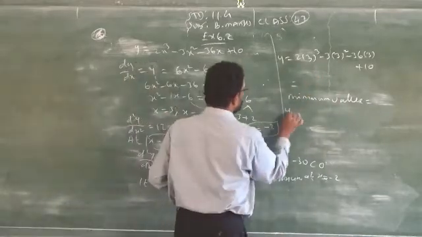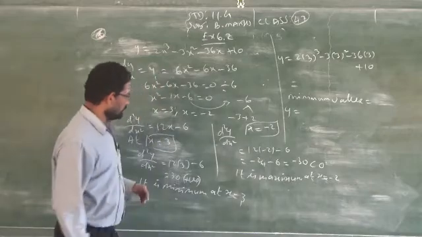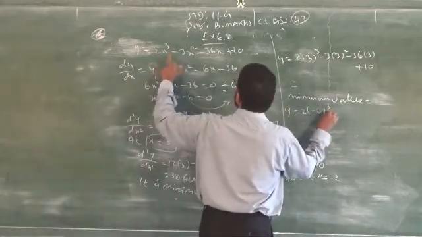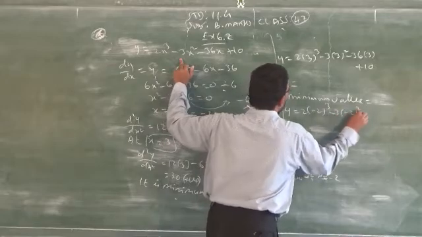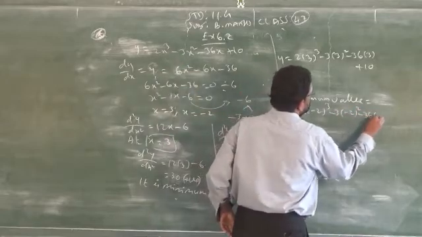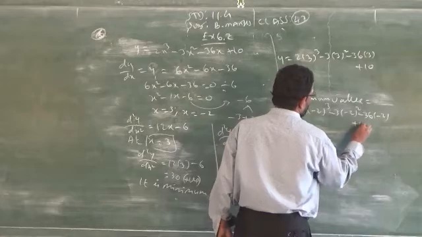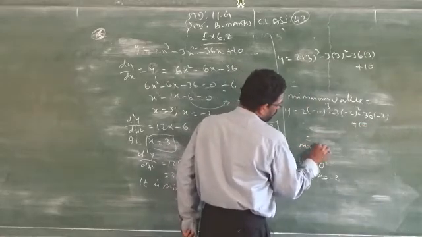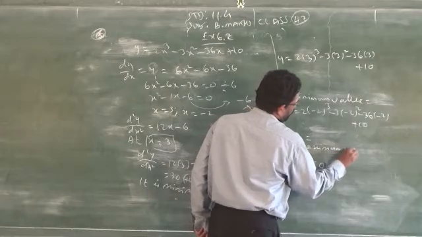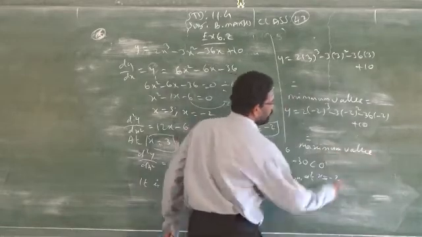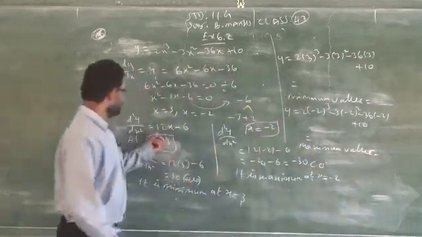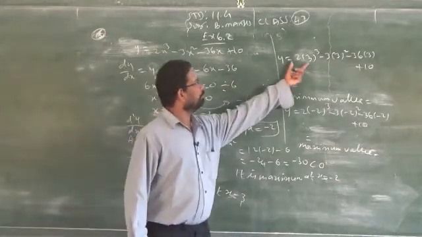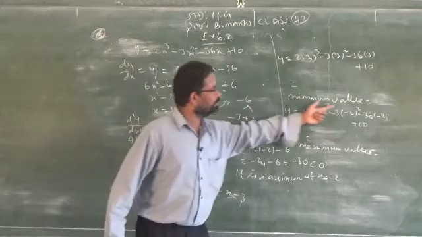Then again you have to replace y is equal to, one more point, minus 2 in the same question. 2 of minus 2 cube, minus 3 times minus 2 the whole square, minus 36 times minus 2 plus 10. You will get one answer, that is the maximum value. Because when I replace x equal to 3, I will get minimum. Therefore, when you replace x is equal to 3 in the question, you will get only the minimum value.